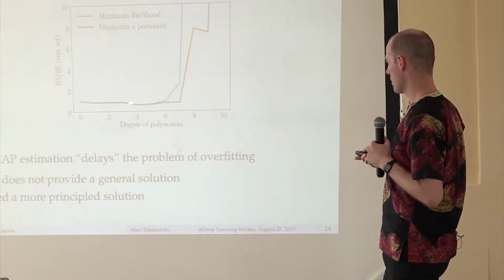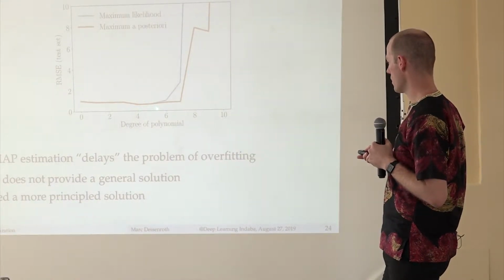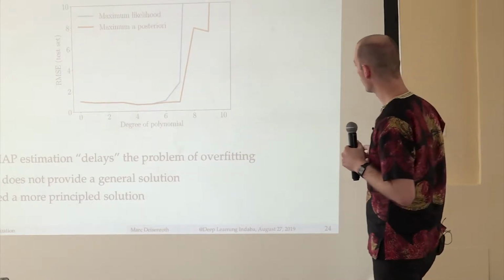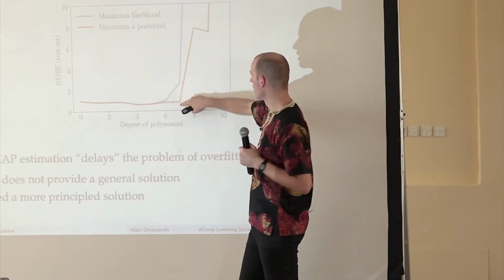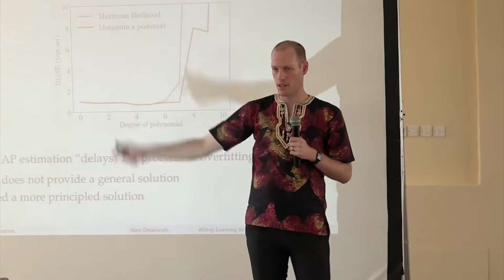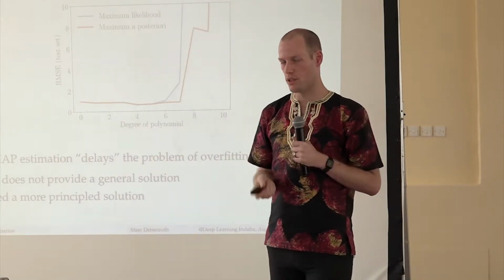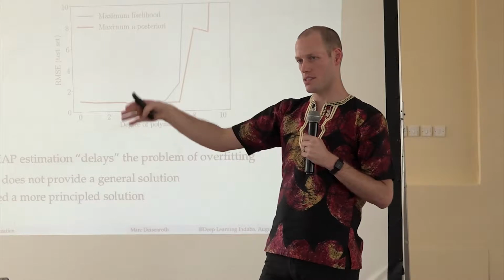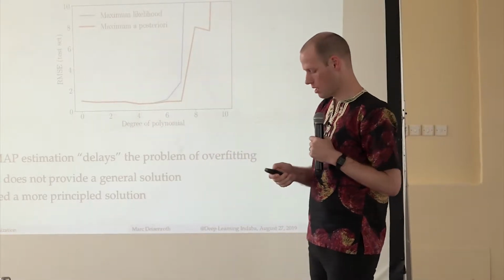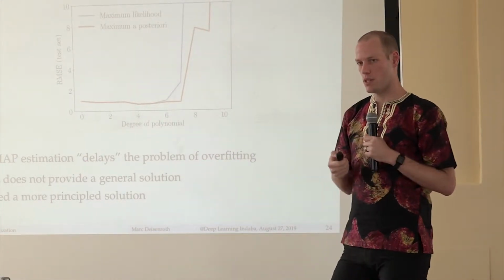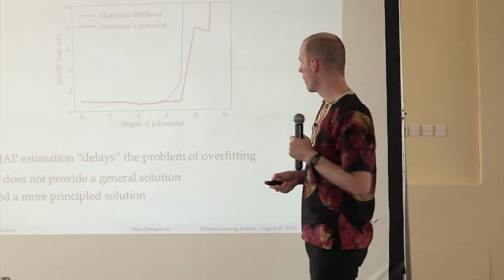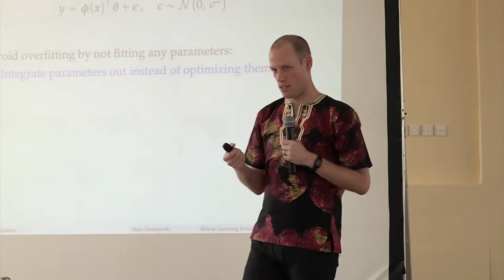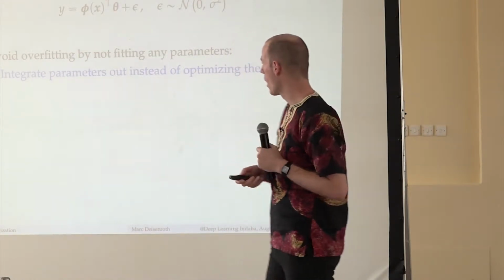And if we now draw the same curves that we had earlier, test and training error, then we can see that MAP estimation is a bit more stable for a little bit longer, and then it starts overfitting. So MAP estimation doesn't solve the overfitting problem. In some way it delays the problem of overfitting, but it doesn't solve it. That means we need a more principled solution to overfitting than MAP estimation. And that's where Bayesian linear regression comes into play.